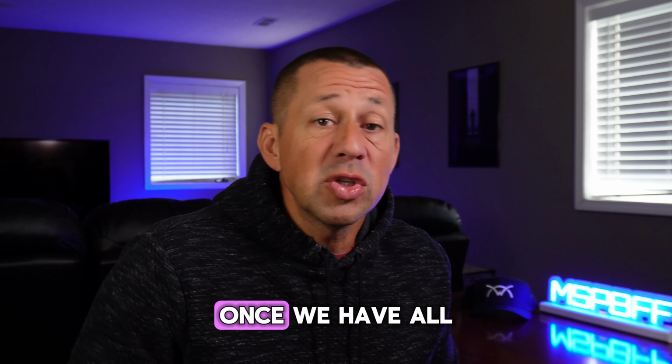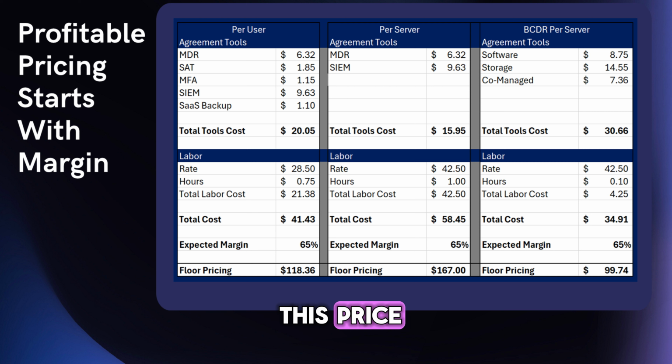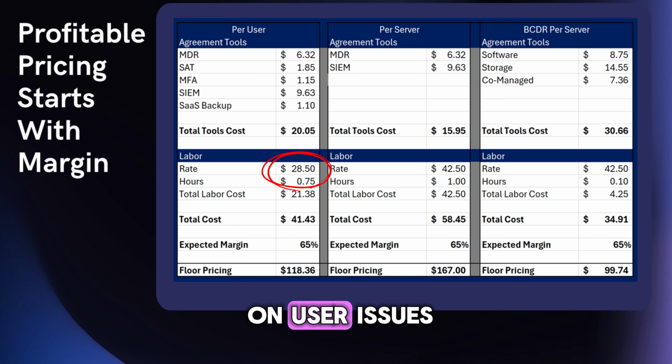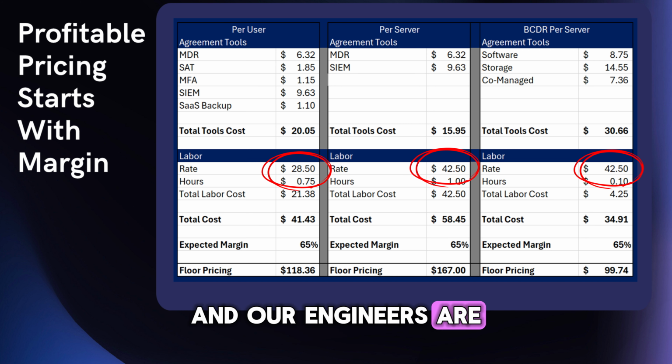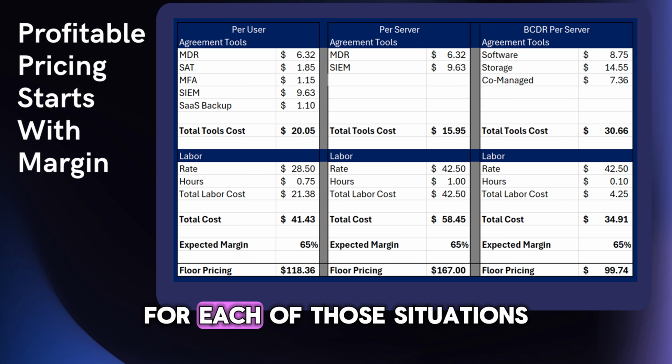So now once we have all the costs associated with the agreement, it's time to look at labor. Now, when we're building this price, we have to make an estimate of which team member is going to work on what type of issues. So in this agreement, we're going to assume our technicians are working on user issues and our engineers are working on server and BCDR issues. So we have a different loaded labor rate for each of those situations.